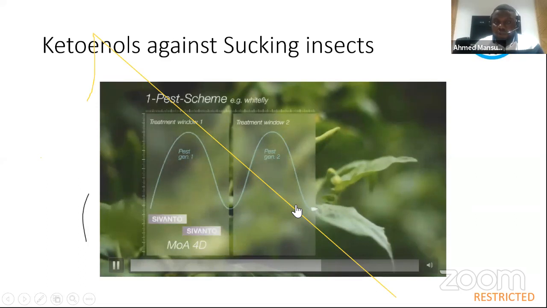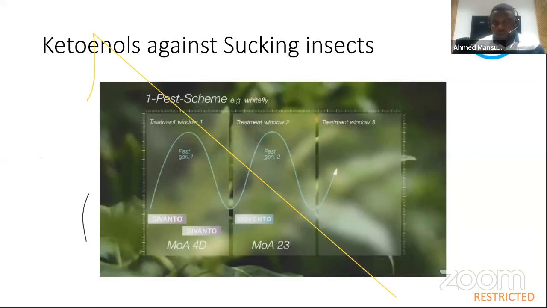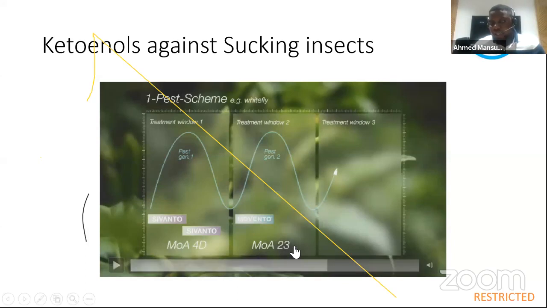If you notice what we show here in this map, you do the first generation treatment with a product with mode of action 4D with a brand name Sivanto, which is our product. The second treatment with mode of action 23. So it's totally different. If they are familiar with this particular insecticide, the second one you are bringing on board, they might struggle to deal with it. So that's the idea behind it.